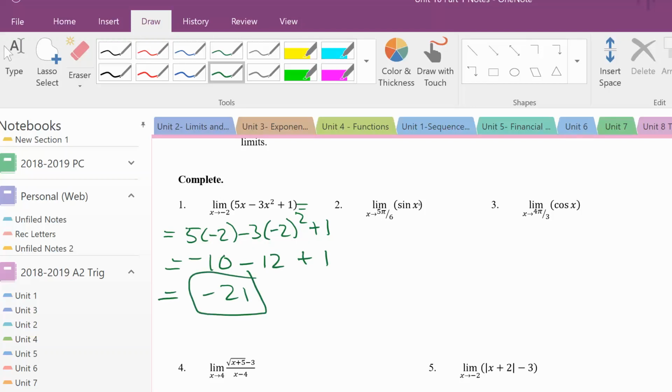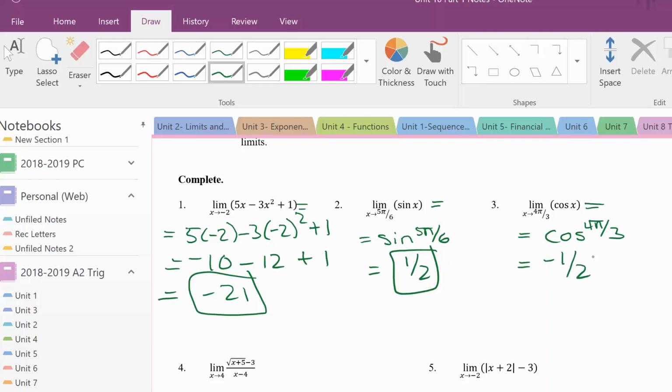The limit as x approaches 5 pi over 6 of sine x, well, we can find the sine of 5 pi over 6, which is 1/2. Same thing with the limit of cosine x as x approaches 4 pi over 3. It is cosine 4 pi over 3, which is in the third quadrant, so it would be negative 1/2.